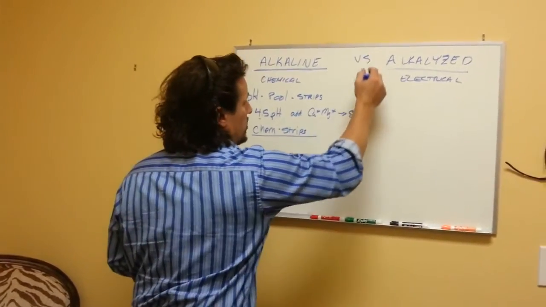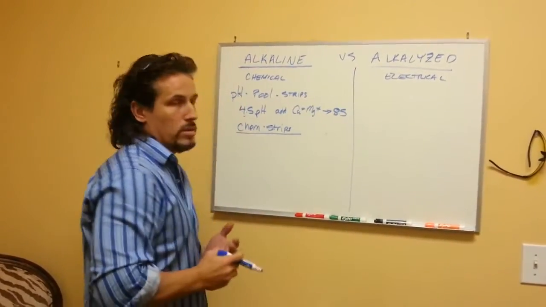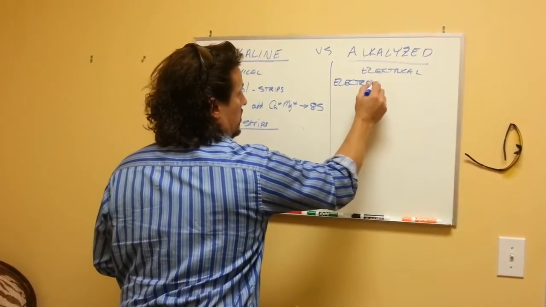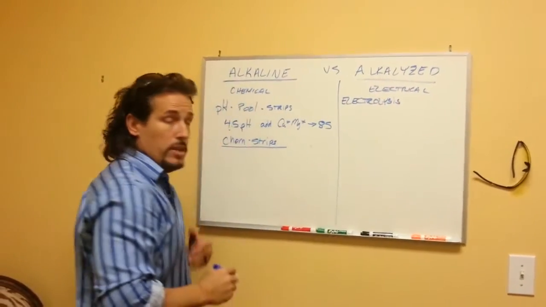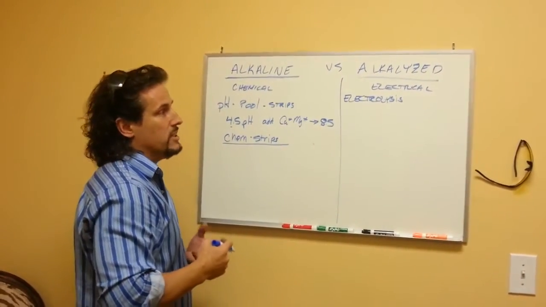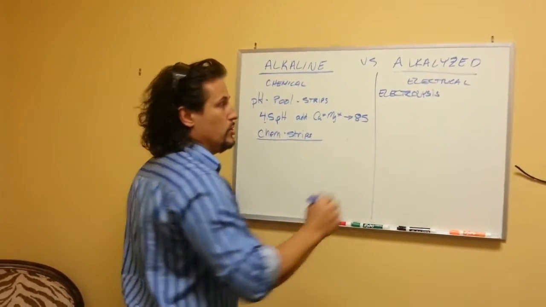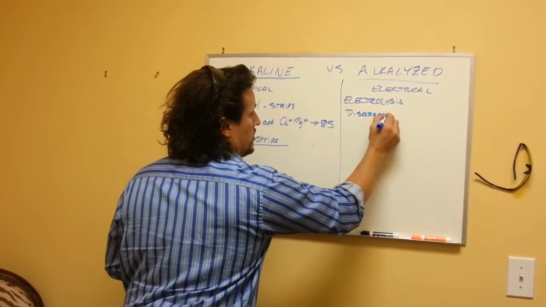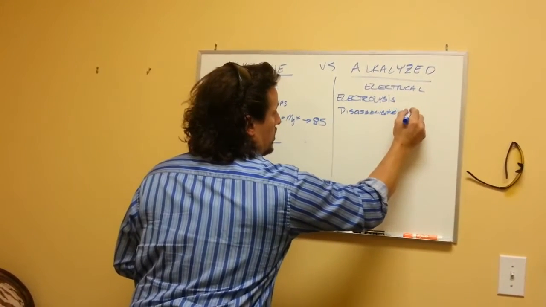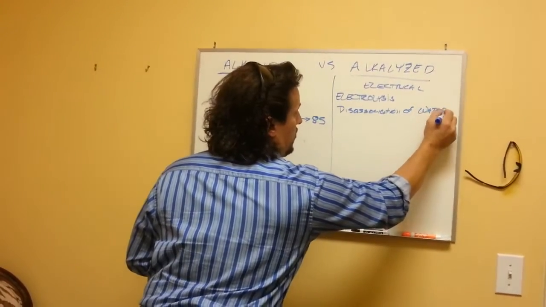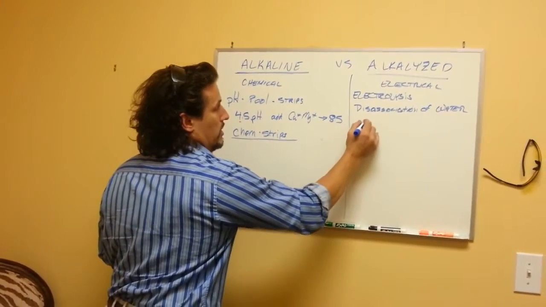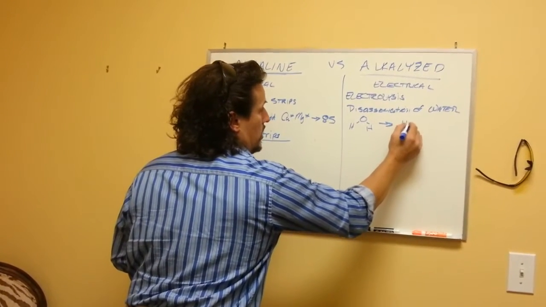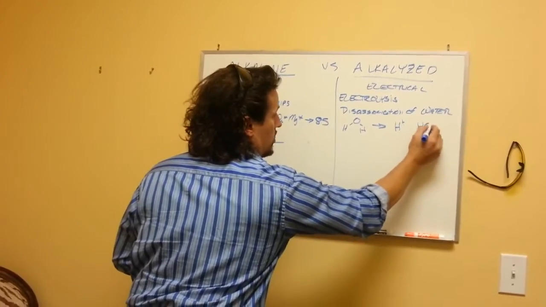However, when you start to compare this to alkalized water, what's going on is there's an electrolysis process, and basically it's shocking the water. It takes an enormous level of energy to do a process that is called the dissociation of water. And you can Google that. Basically, it's the process by which you take water and you split it into a hydrogen ion and a hydroxyl ion.